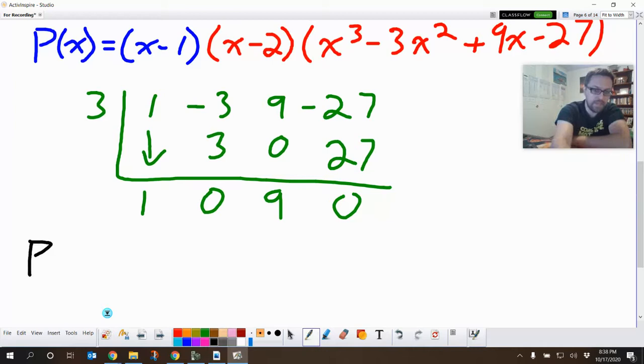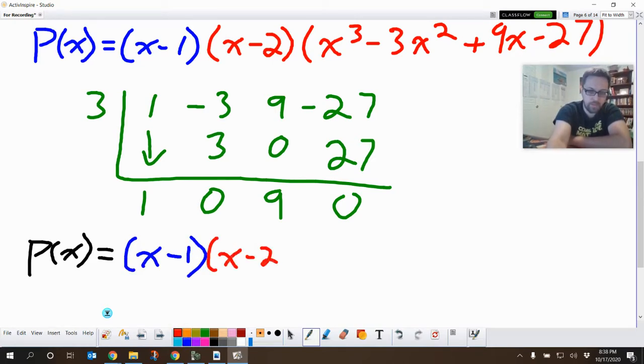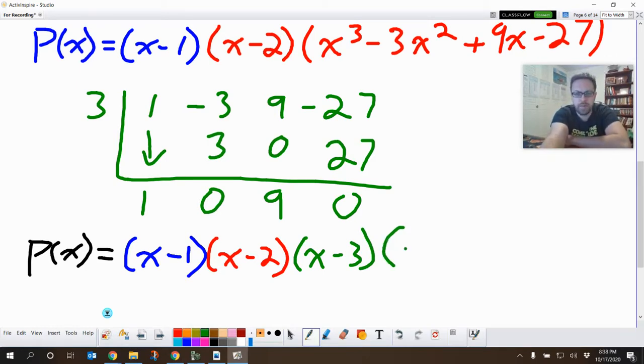So now P of x equals the first factor that we took out, x minus 1, our second factor that we took out, x minus 2, and now our third factor that we took out, x minus 3, and our remaining chunk. Before we had a cubic, and so now it is squared. We have no x term, but we do have a constant of 9.